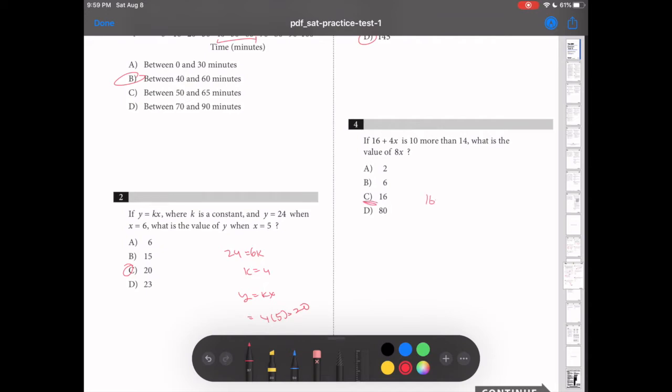So 16 plus 4x is 10 more than 14. So 14 plus 10, then you'll get that, right? So then it's just into this. This should be 24. 4x equals 8. Now time out real quick. You see 4x equals 8. You could solve for x and then plug it into 8x, but 4x is exactly half of 8x. So if you multiply this times 2 to 8x and do the same for this, you'll get 16. Easy.